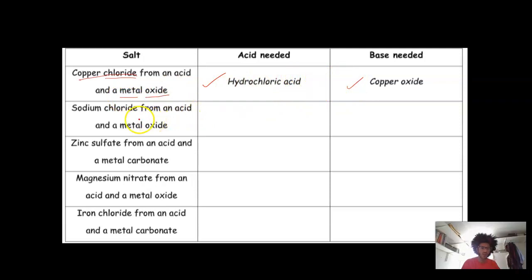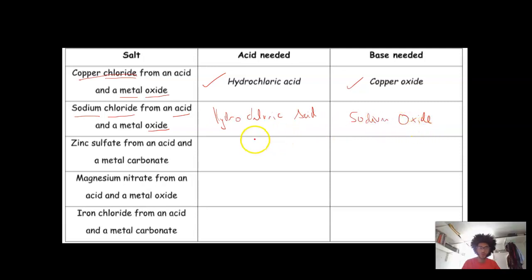Now if we try a different example here, sodium chloride from an acid and a metal oxide. I'm going to start with the acid because it's pretty much the easy bit. It's chloride, so it has to be hydrochloric. Just going to write it very quickly here. And then if I look at the solid that I need to react the acid with, I can see it says metal oxide. Now I'm looking for sodium to be in my salt, so I have to use sodium oxide. So over here I'd write sodium oxide.